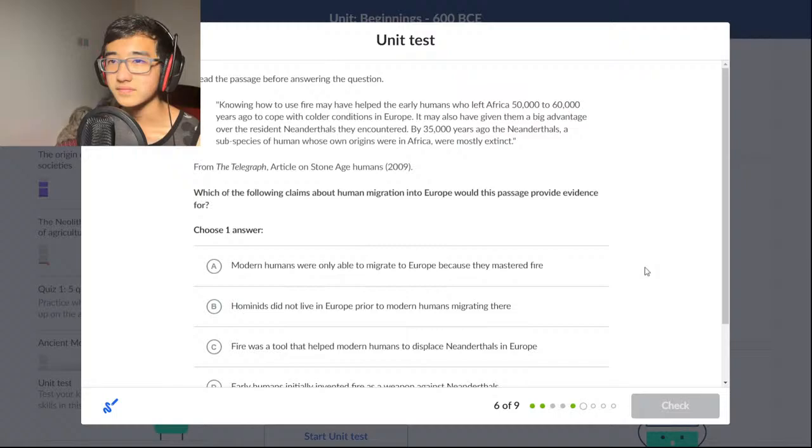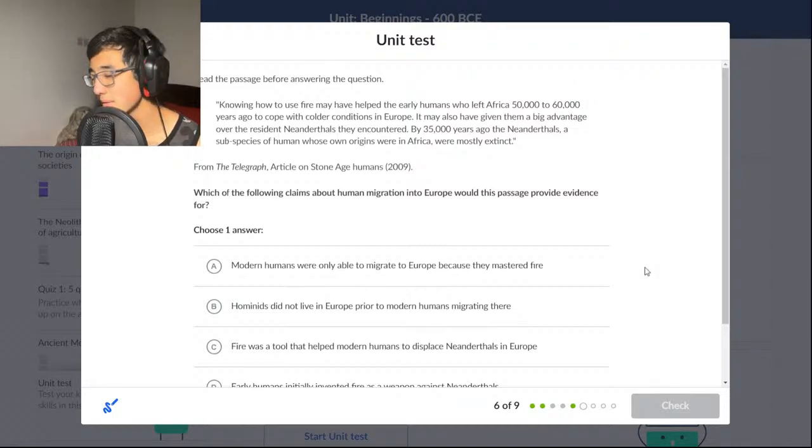Wait. Knowing how to use fire may help the early humans who left Africa 50k to 60k years ago to cope with colder conditions in Europe. It may have also given them a big advantage over the resident Neanderthals they encountered. By 35,000 years ago, the Neanderthals, a subspecies, were mostly extinct. Which of the following claims about human migration to Europe would this passage provide evidence for? Modern humans were only able to migrate to Europe because they mastered fire.